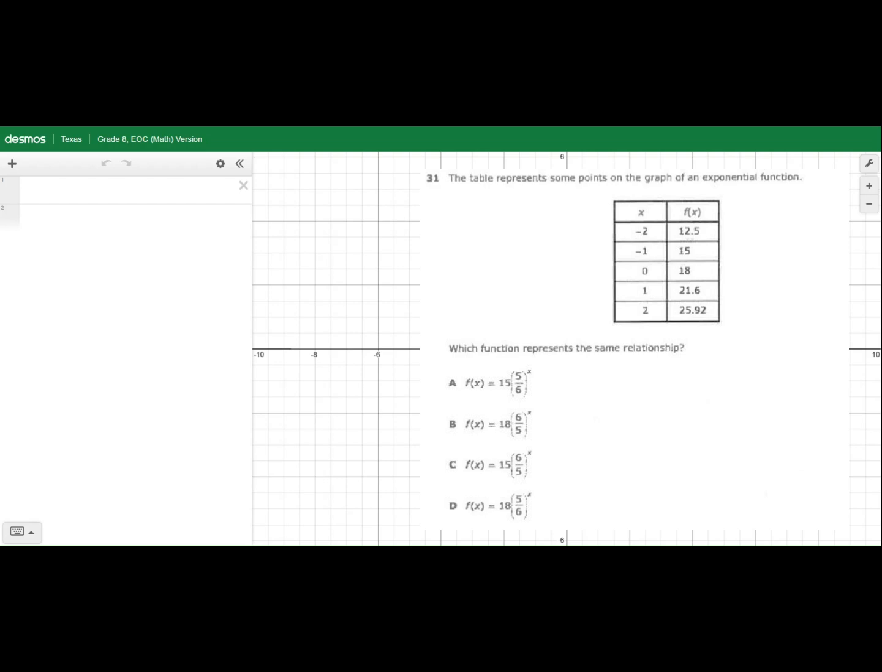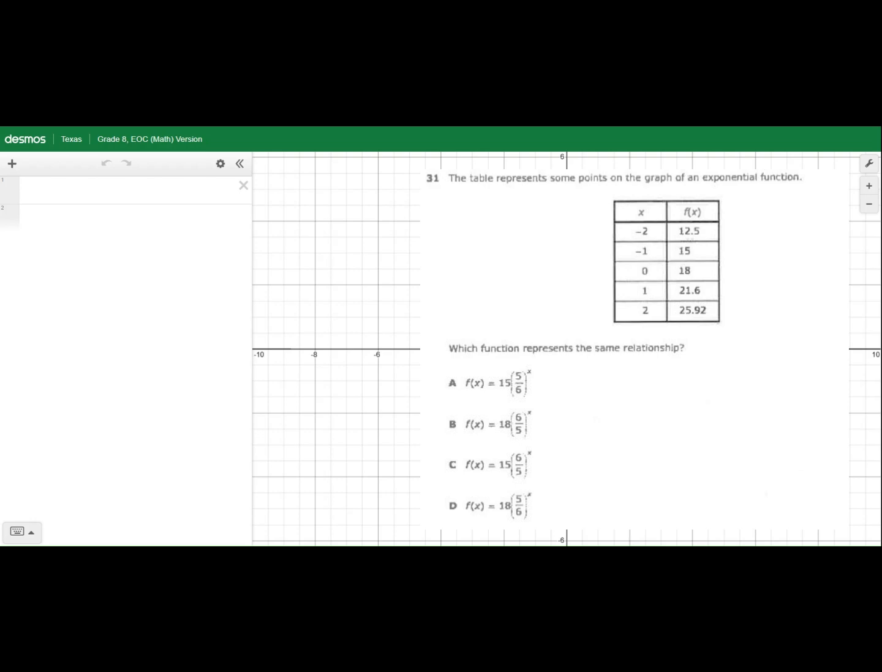Here we have a given table that represents some points in a graph of an exponential function. Which function represents the same relationship? Now, we have the given table, and then we have equations or functions. The easiest way to do this is just type the function or the equation and then look for the table or verify the table.